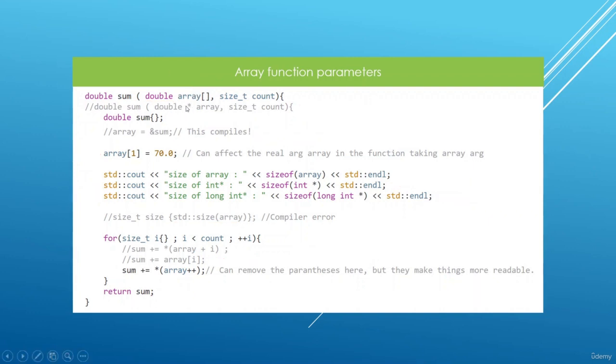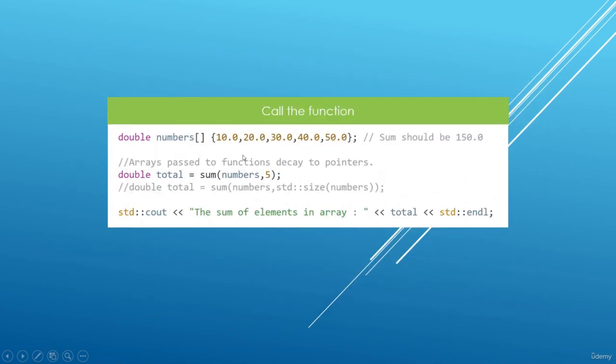Okay, now that we have our function set up and the function is going to take an array as a parameter, let's look at how we can call this function. Here we are just setting up a simple double array. It's going to contain 10 elements, I guess. 1 through, 1, 2, 3, 4, 5. That's 5 elements. And we're going to call the sum function.